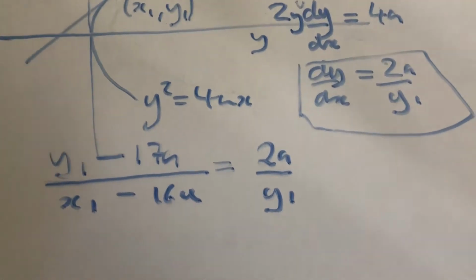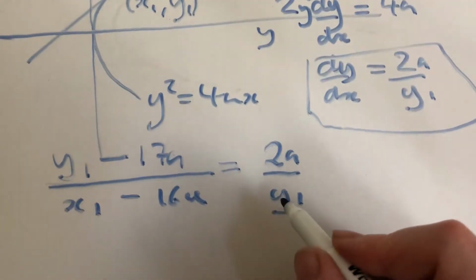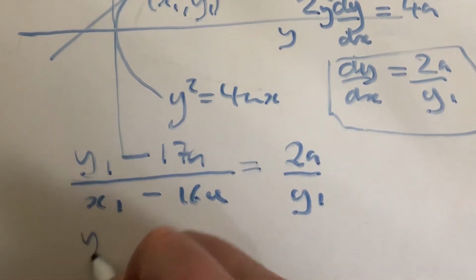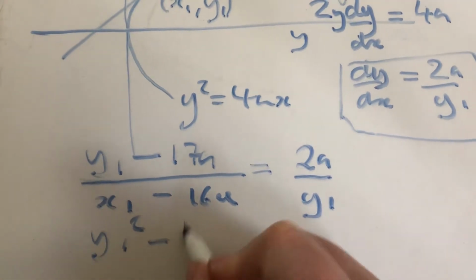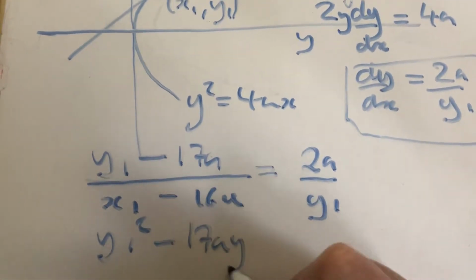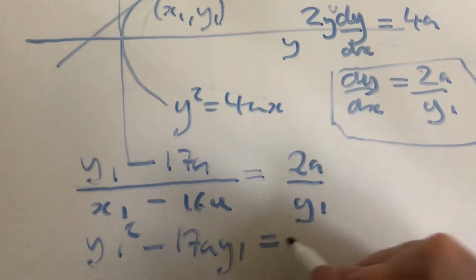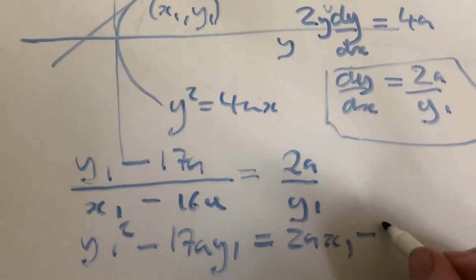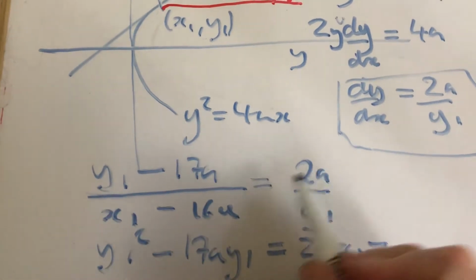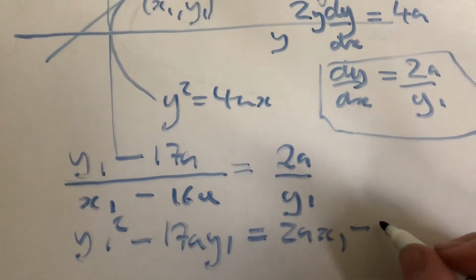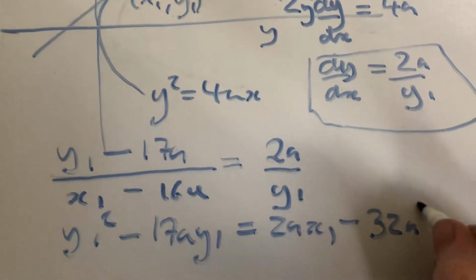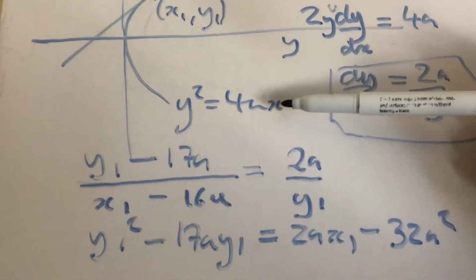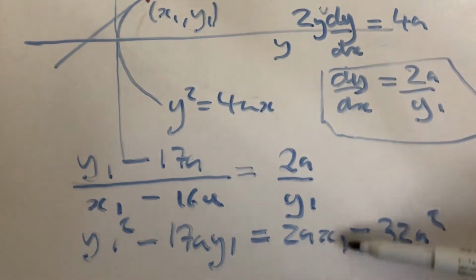So what do we do next? We multiply it through. So you multiply this side, the y1 up there, so you've got y1 squared minus 17a y1 is equal to 2a x1 minus 2a times 16a is 32a squared. Okay, right. Here we know that y squared is equal to 4ax.